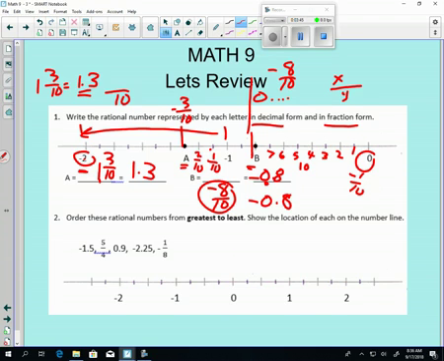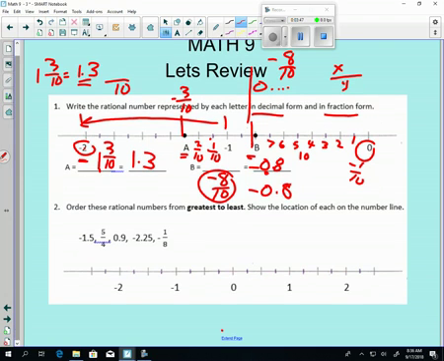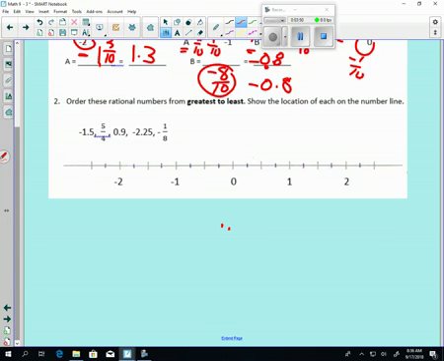Okay. Number 2 says order the rational numbers from greatest to least. Show the location of each on the number line. So let's rearrange these first from greatest to least. We have -1.5, 5/4, 0.9, -2 1/4, and -1/8. Let's change these all to decimals. We're going to look at the number line here.